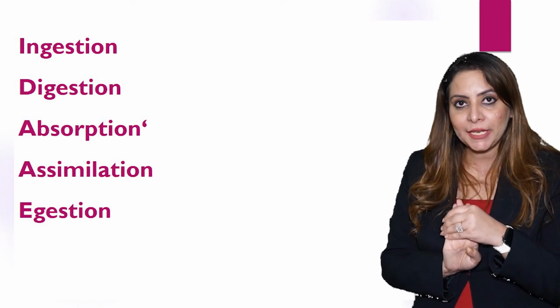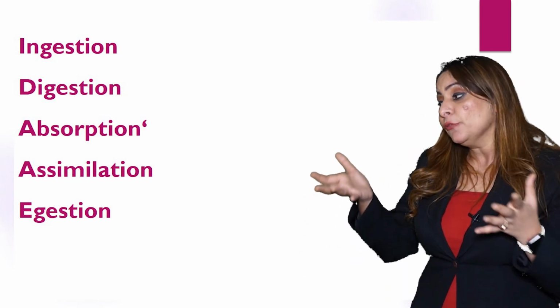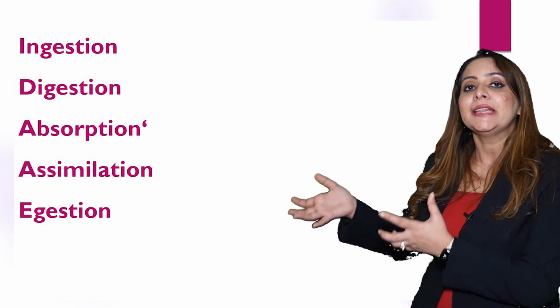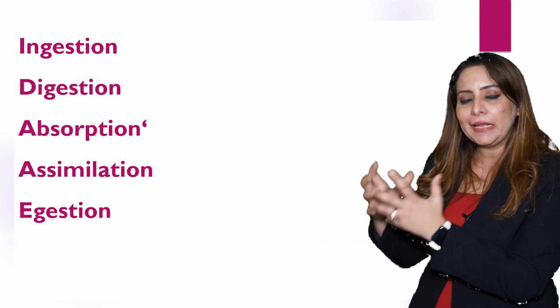Fourth, we have assimilation. All the body cells, from this absorbed food, produce energy. They break it down. That is, a catabolic reaction takes place and it produces energy, and they utilize that energy wherever they require, right? So assimilation also takes place now. So assimilation is this. Now the last step is egestion.